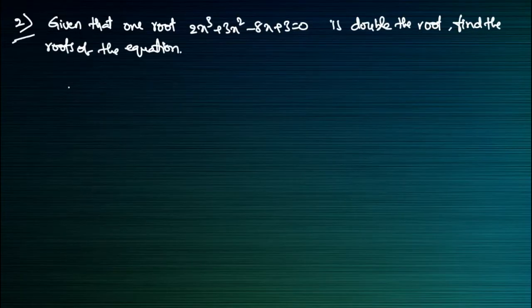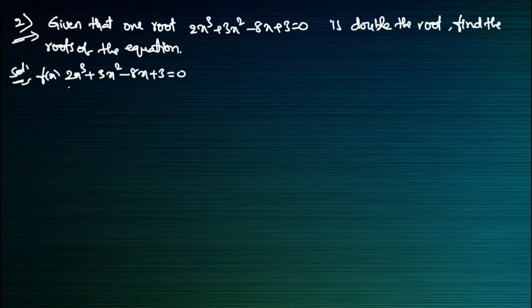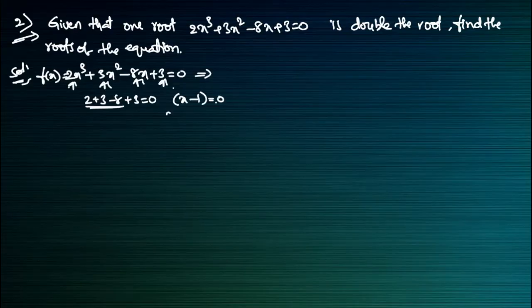Now the second question: given that 2x cube plus 3x square minus 8x plus 3 is equal to 0. We take this as f of x. One thing here: the coefficients of this equation are constant numbers, and 2 plus 3 minus 8 plus 3 is equal to 0. So x minus 1 is a factor of the given equation.